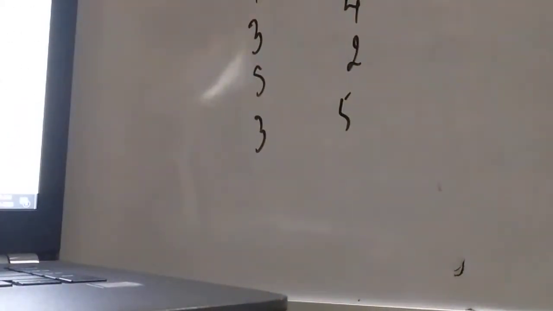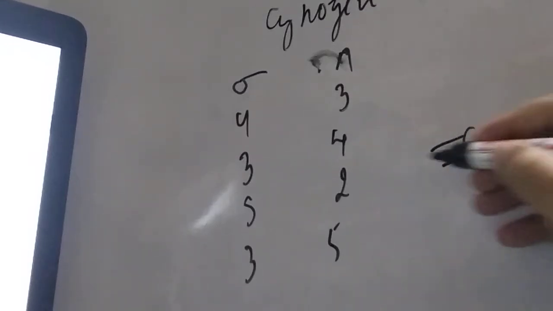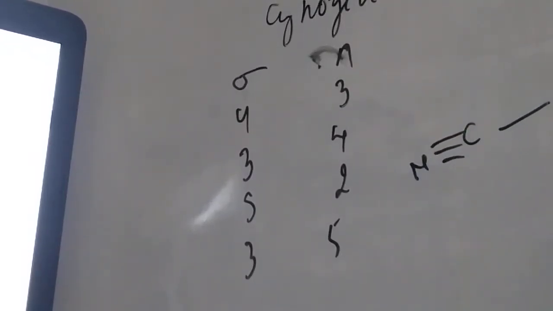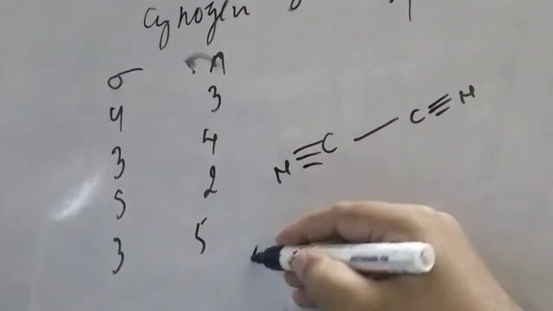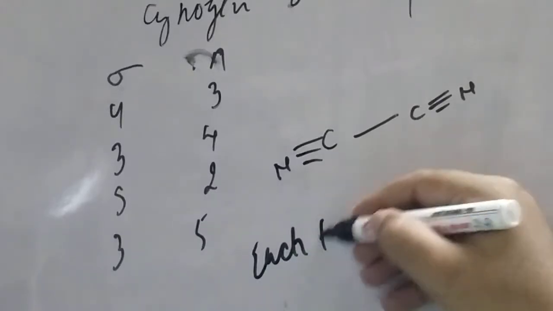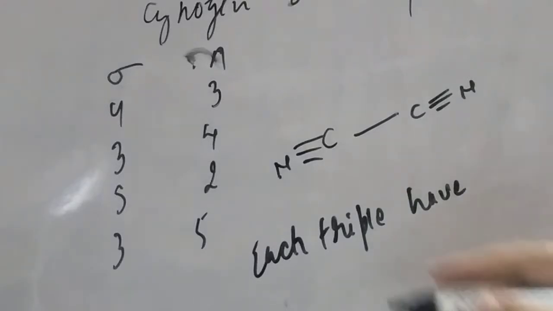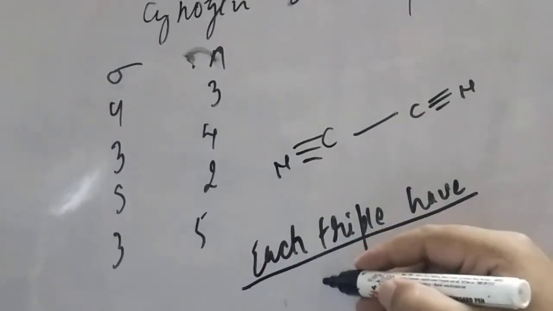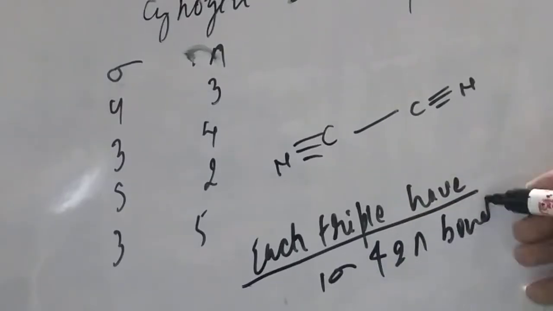Now let us check what is in the cyanogen molecule, student. The structure of the cyanogen molecule is N triple bond C, C triple bond N. Okay, this is our question. Now here is the rule I am writing, student. Each triple bond has what, student? Each triple bond has 1 sigma bond and 2 pi bonds.